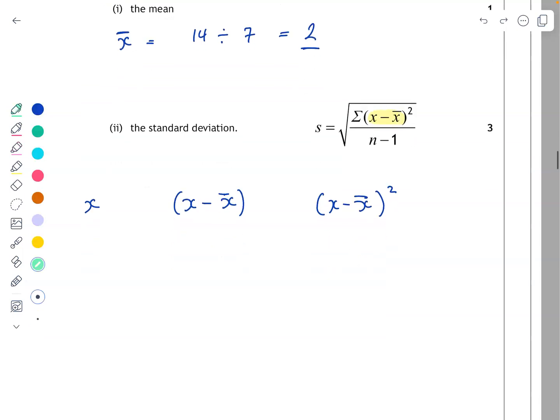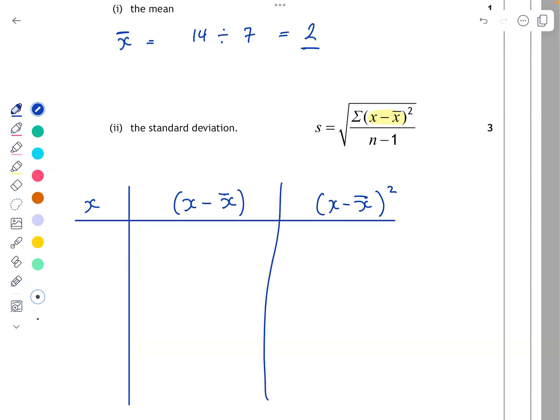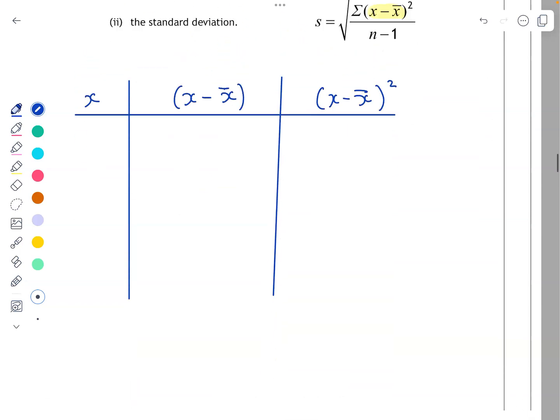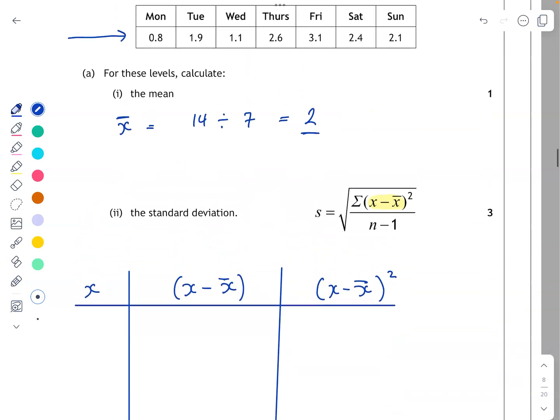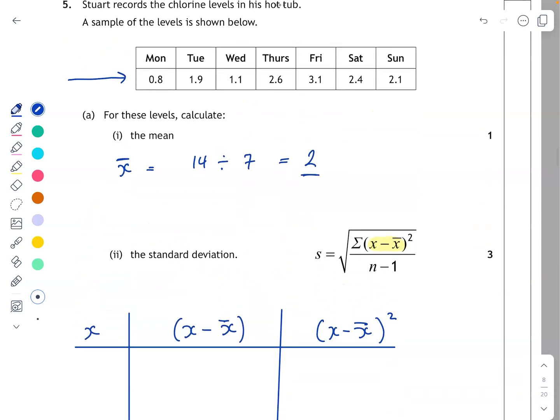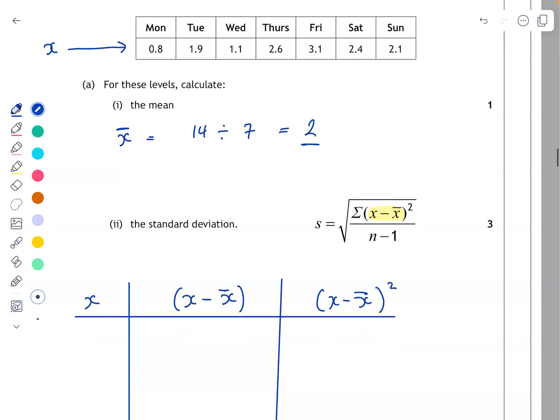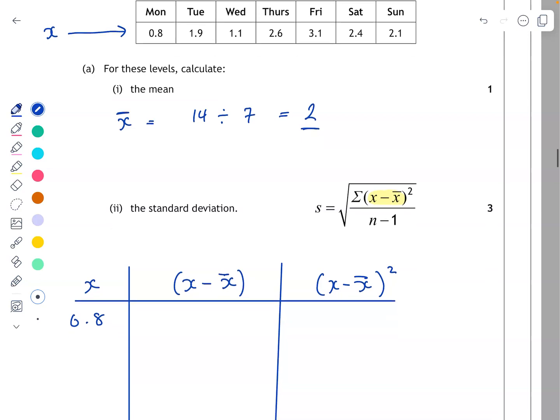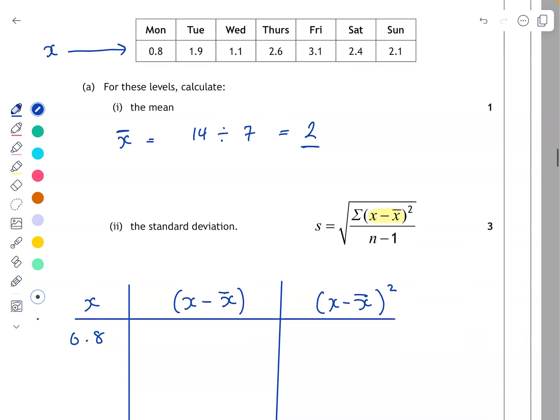So I'm just creating a quick table. And this takes a bit of time, so just take your time with this. I wouldn't rush this too much. Don't be too slow, but again, we want to be accurate here. At this point, I'm going to put in all of the x values. These are all the x values up here. So we've got 0.8.